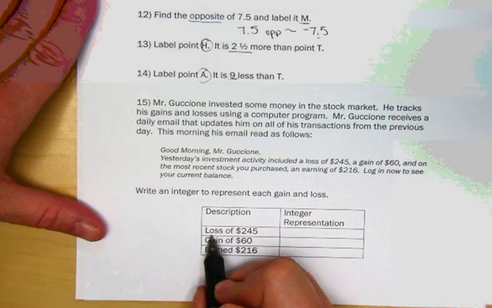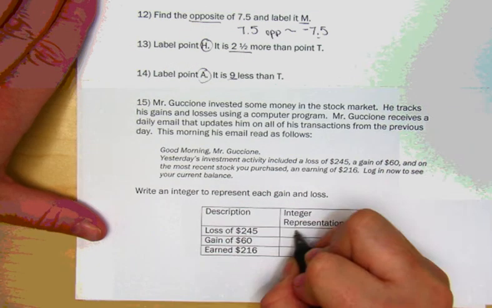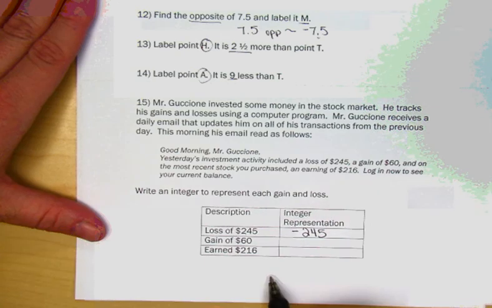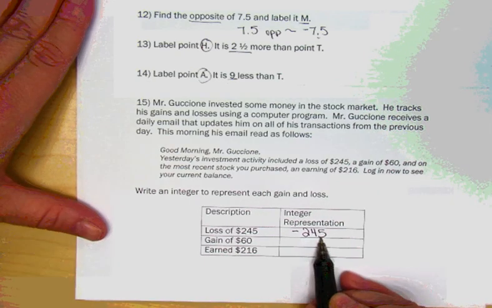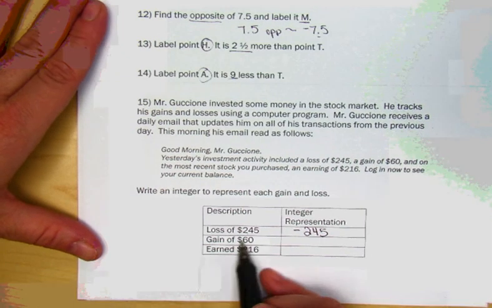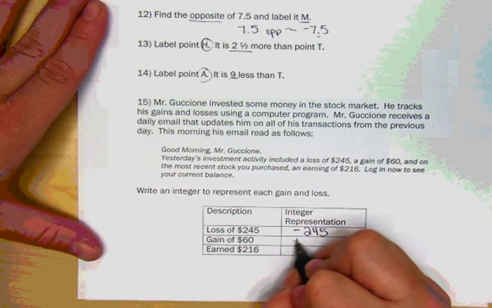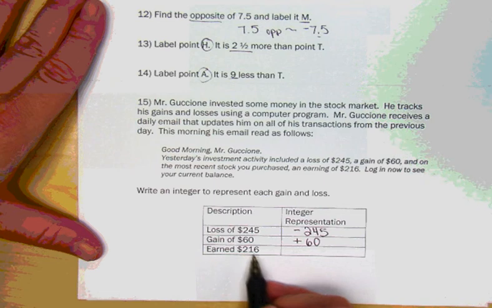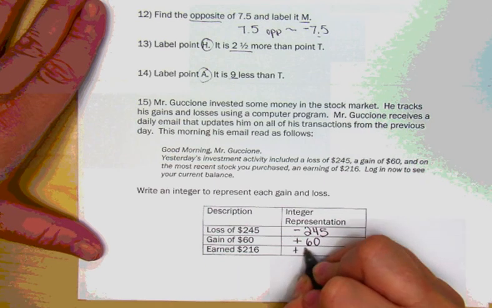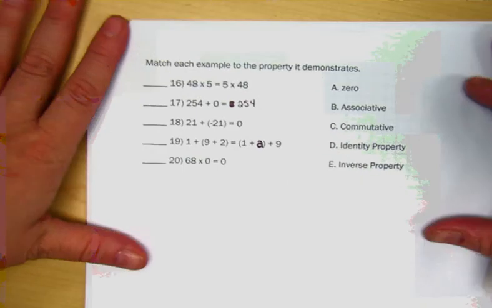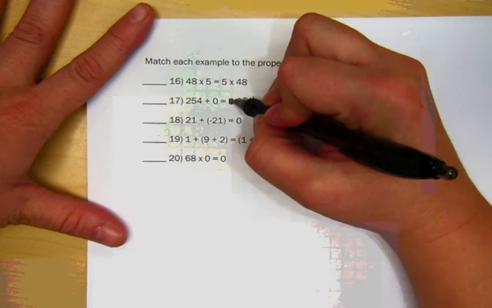So the first example is a loss of $245. Well, a loss is going to be a negative number, negative 245. 245 is an integer, it doesn't have a fraction, it doesn't have a decimal, so that works. A gain of $60, a gain is going to be a positive 60, and then earned, meaning I'm getting $216. So 216. Now there were some corrections for numbers 16 to 20, but we'll work with the corrections.